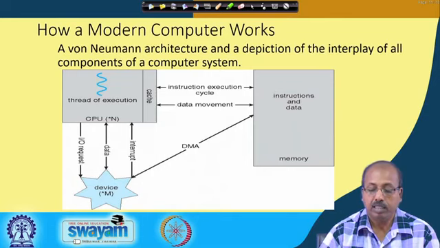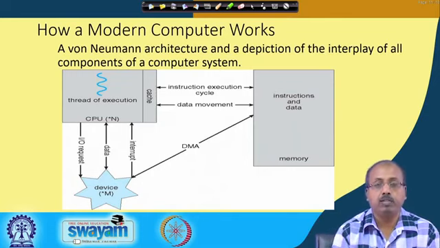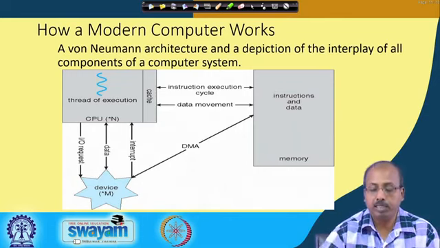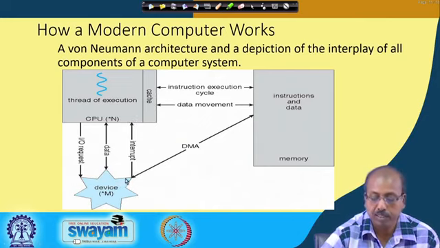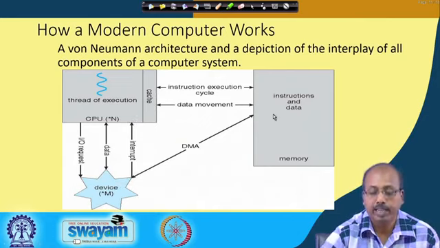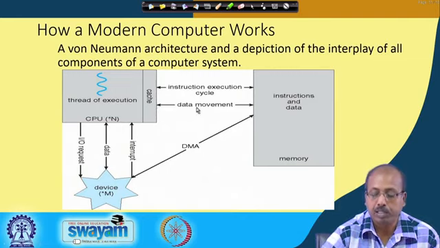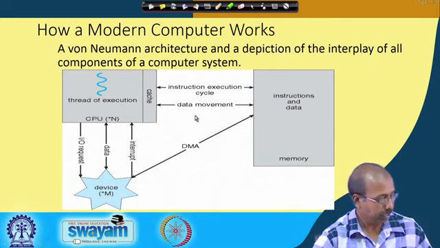So, this way this interrupt driven IO can take place, and we have also discussed the direct memory access based transfer, where the transfer is made from the device to the memory directly without intervention of the CPU. So, that is the other way in which they can execute.